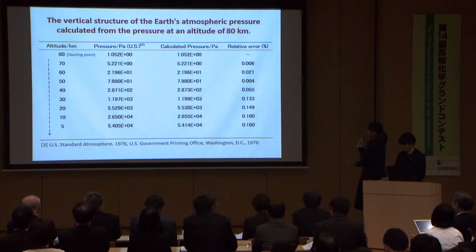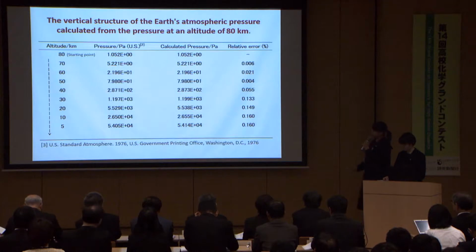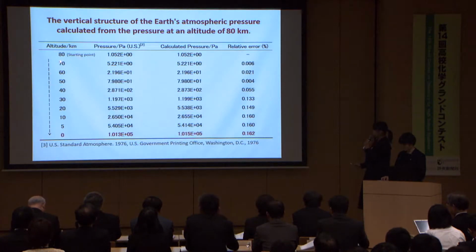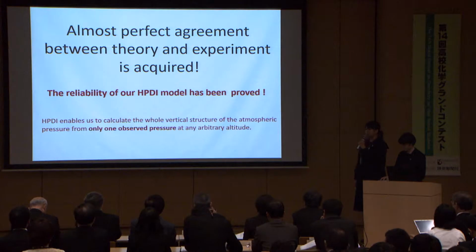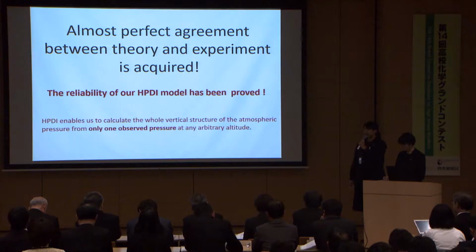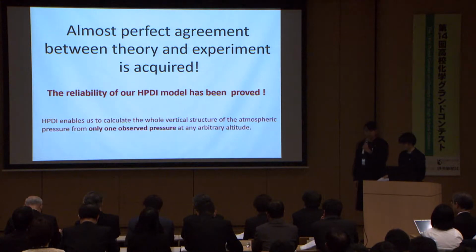This is the vertical structure of the atmospheric pressure calculated from the pressure at the altitude of 80 kilometers as a reference point. Starting from the very dilute atmosphere of about 1 Pascal, the HPDI approach perfectly reproduces the ground pressure. With this perfect agreement, the reliability of our HPDI model was proved. It allows us to study the vertical structure of the atmospheric pressure very easily. It will possibly help us investigate the atmosphere of heavenly bodies where we have some difficulties in collecting enough data at many points.